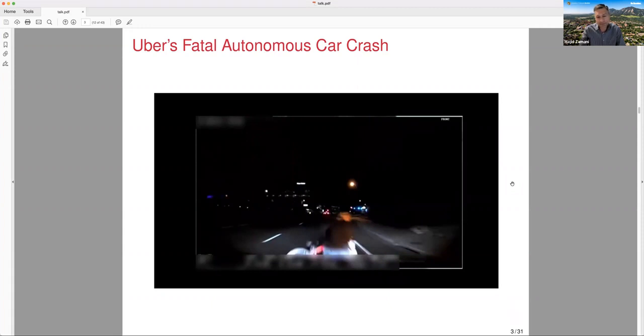So the main goal of my research is preventing these types of accidents, crashes, and failures in safety critical applications.